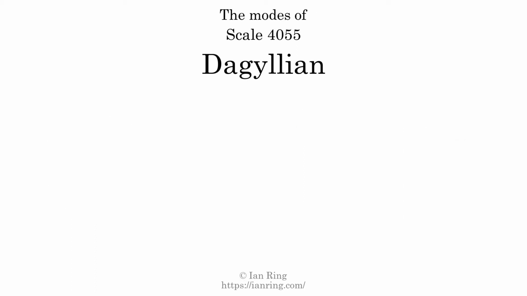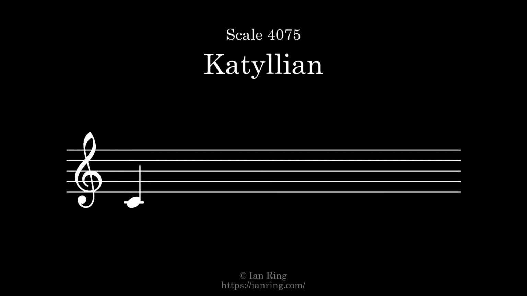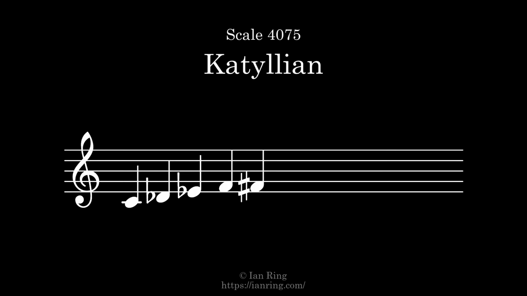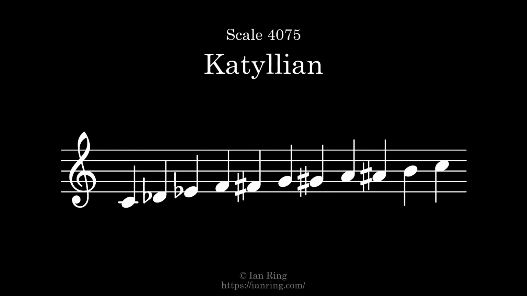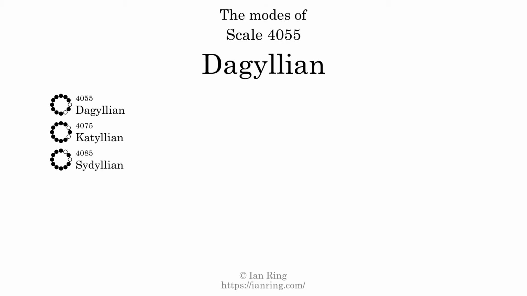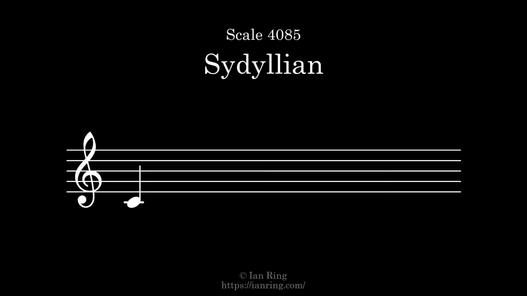This scale has 10 modes. The first mode is itself. The second mode is scale 4075, also known as Cotillion. It sounds like this. The third mode is scale 4085, also known as Dagyllian. It sounds like this.